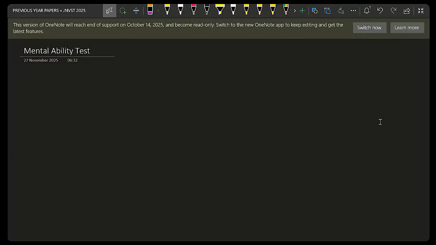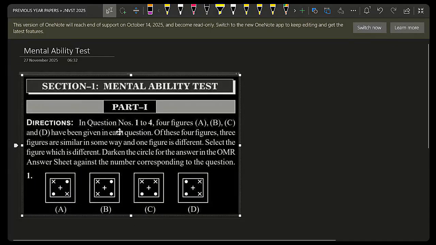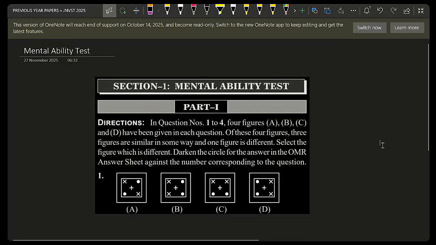So Navodaya 2025 paper we are discussing. Let us start with the mental ability test. Part 1. In question numbers 1 to 4, four figures A, B, C, D have been given in each question. Of these four figures, three figures are similar in some way and one figure is different. Select the figure which is different.